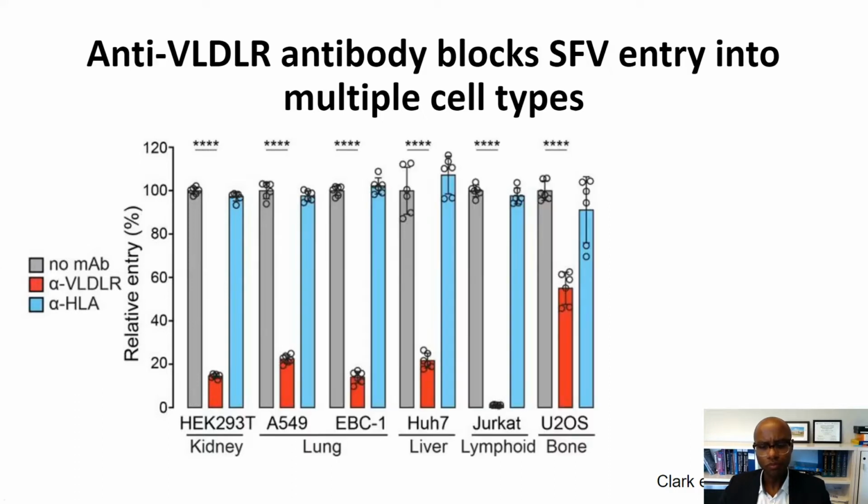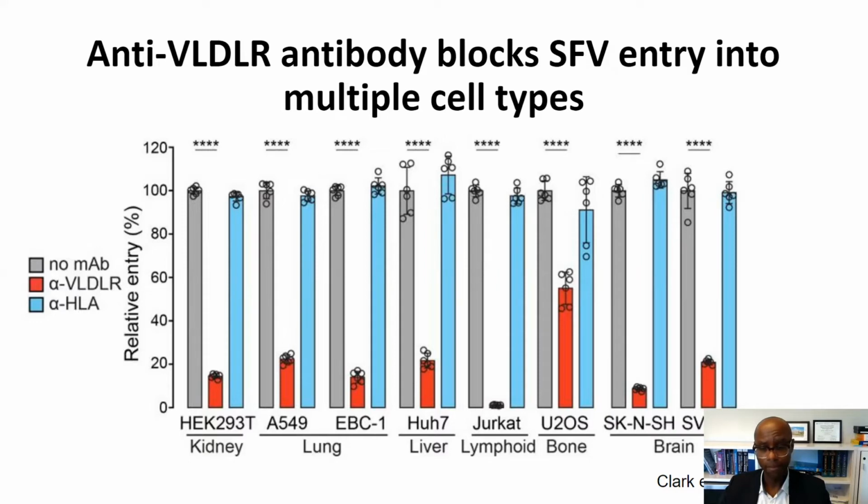And then when we tried cells derived from lung, liver, lymphoid, and bone, we had similar results. Bone was interesting because for those cell types, we saw only about 40 to 50% reduction in entry, suggesting to us that perhaps there might be alternate receptors on this cell type or alternate pathways of entry. And then lastly, the most relevant cell type would be neurons. So these are two immortalized neuronal cell lines. We saw that an antibody against VLDLR again could robustly block the entry of Semliki Forest virus.